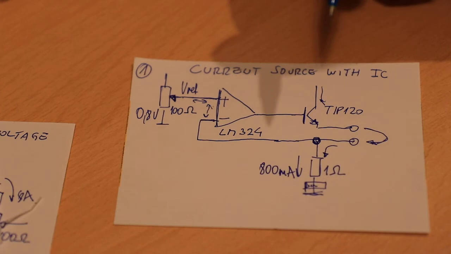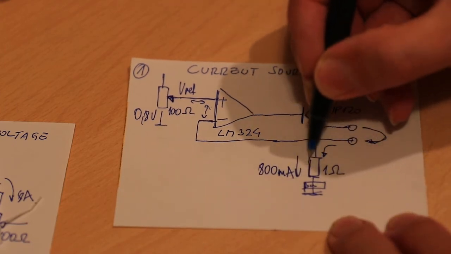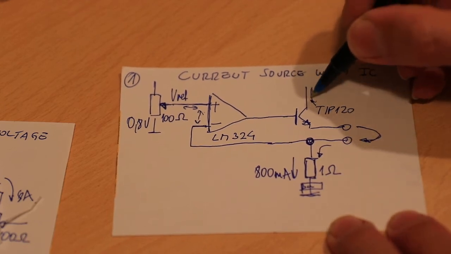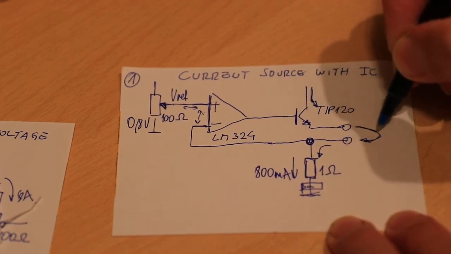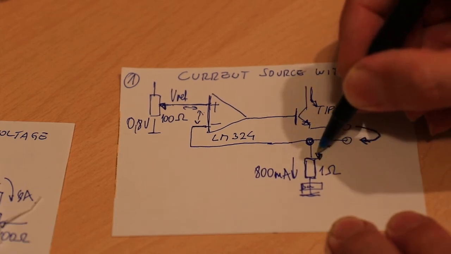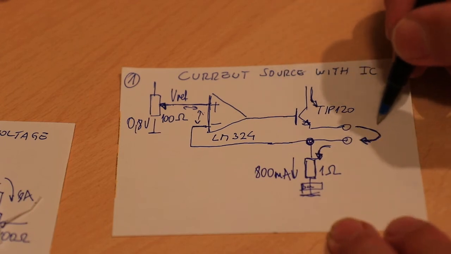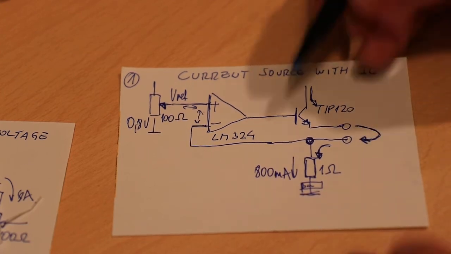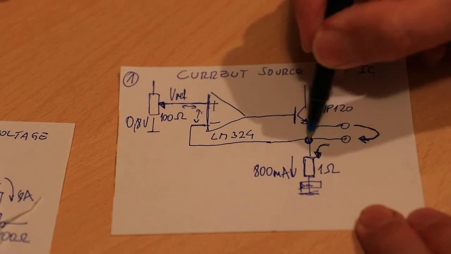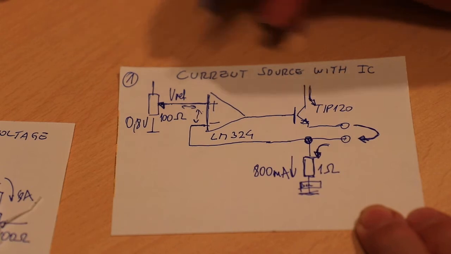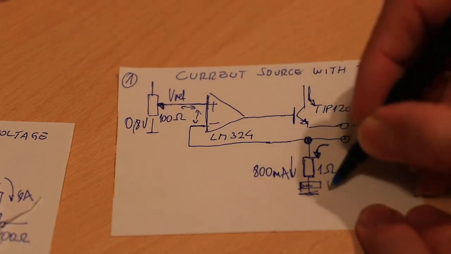And what will happen? Here is the feedback resistor. The current will flow through our transistor, through output terminals where we can put our load, and through the feedback resistor. Independent of the resistance of the load, we will always have constant current because the voltage of this point is determined by the reference voltage and the current is determined by this resistor.